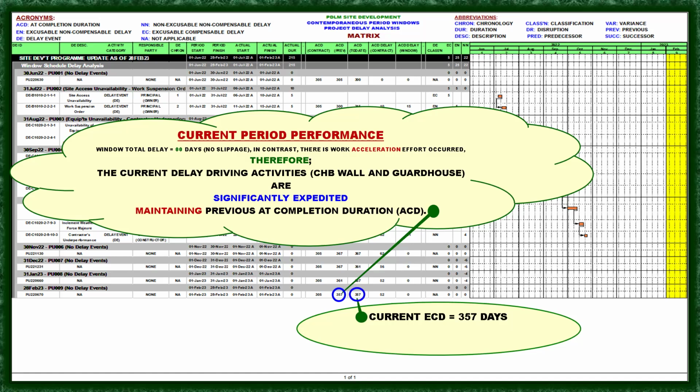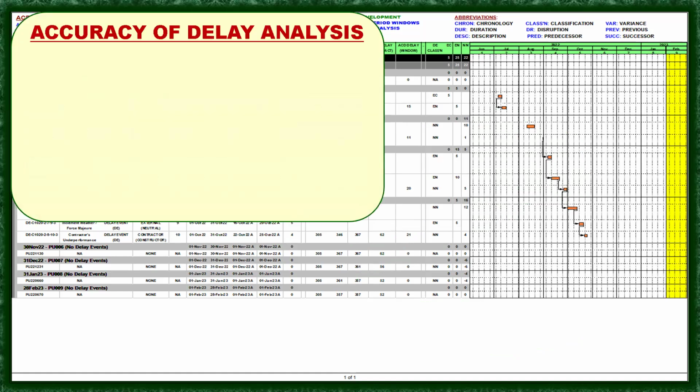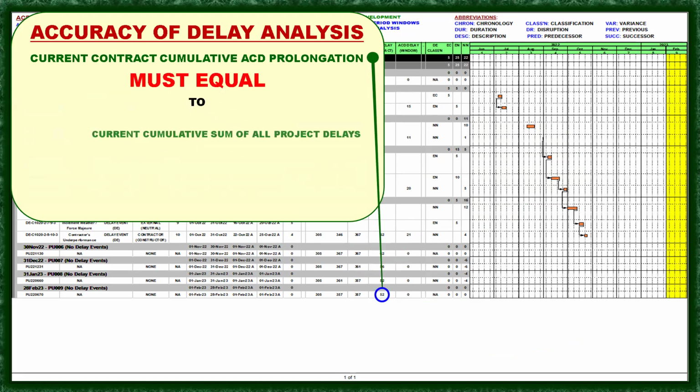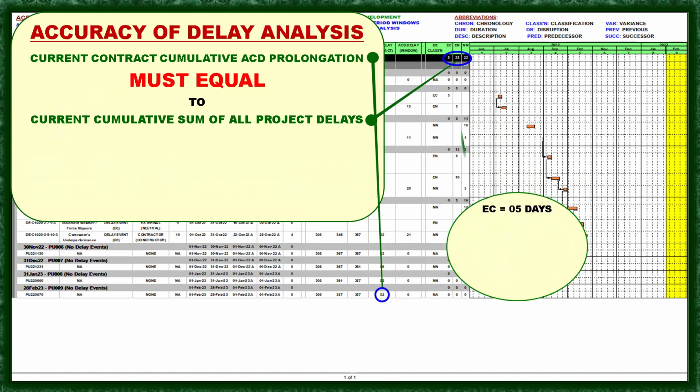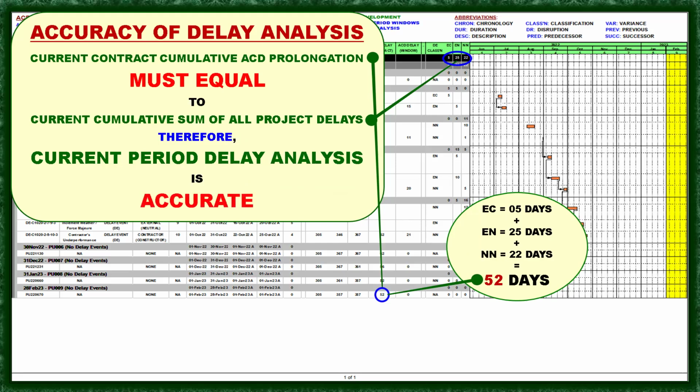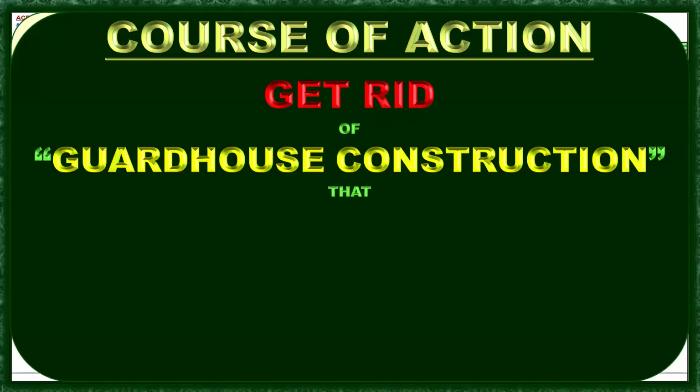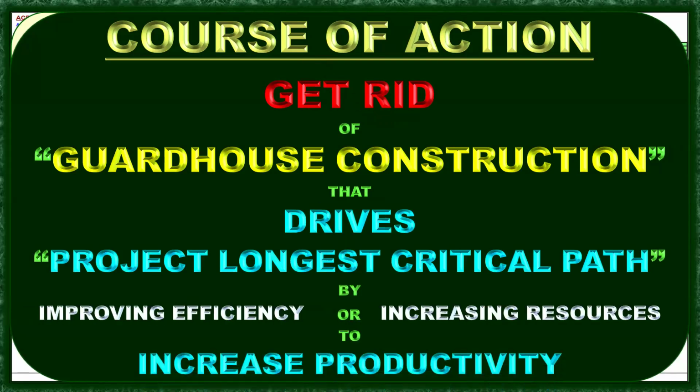Next, so current ECD is 357, the same as the previous ECD, 357. So that means the previous period performance is maintained as of the current period performance. Okay, the accuracy of the delay analysis. So the same as usual, 52 must equal the cumulative sum of all project delay events, which is 5 days, 25 days for the excusable non-compensable, and non-excusable non-compensable is 22 days. Now it will give you 52 days. So therefore, current period delay analysis is accurate. Next, course of action. Get rid of guardhouse construction that drives the project's longest critical path by improving efficiency or increasing resources to increase productivity.